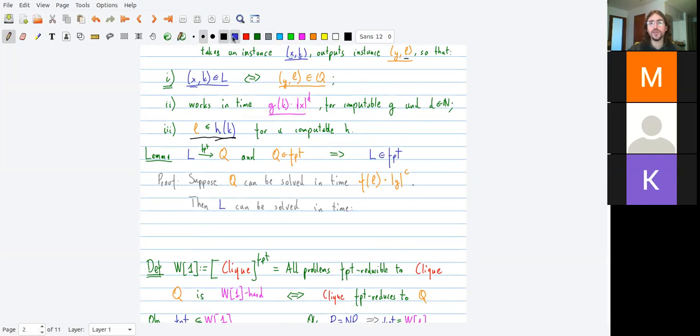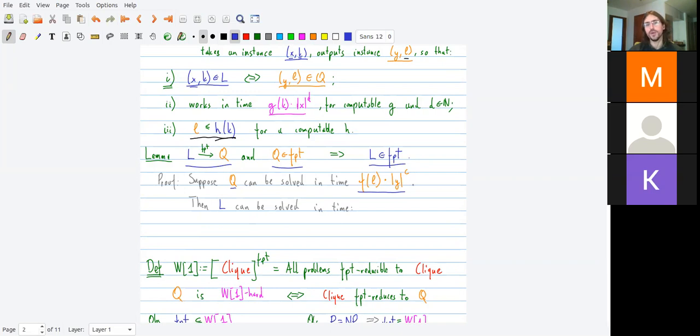So let's see our lemma that we would like to expect. I would like to prove that if L FPT reduces to Q and the problem Q is FPT, then the problem we reduce from is also FPT, yeah? Why so? Well, suppose that my favorite problem Q to which I reduce can be solved in running time some function of the parameter times the size of the instance to the power C, where C is some constant. Then in what running time can we solve L?